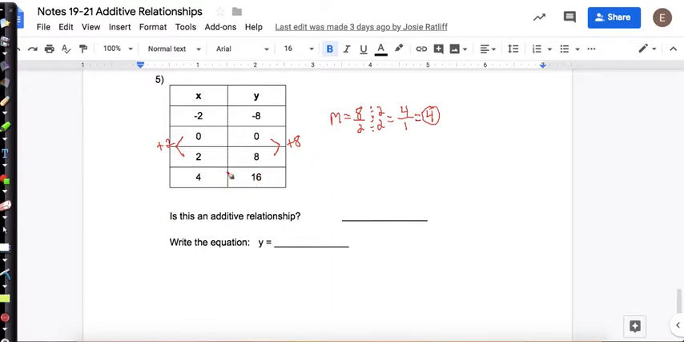So let's see if that works. Is negative 2 times 4 negative 8? Yes. Is 0 times 4 0? Yes. Is 2 times 4 8? And is 4 times 4 16? They sure are. So our equation is we're multiplying the x by 4. So is that an additive relationship? It's not, because it's proportional, because we're multiplying each time. So let's write the times 4 so that we can actually see what we did to check it.